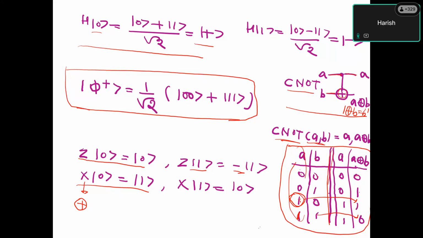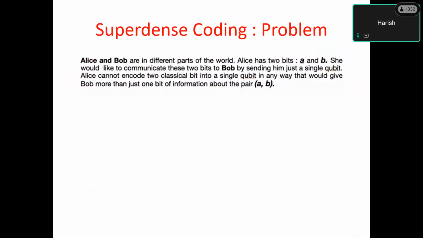So whenever this A is 1, it is flipping the B qubit, or the target qubit. So 0 becomes 1, 1 becomes 0. These three gates and this Bell state we will be using in every session and other sessions. So what is this superdense coding problem?